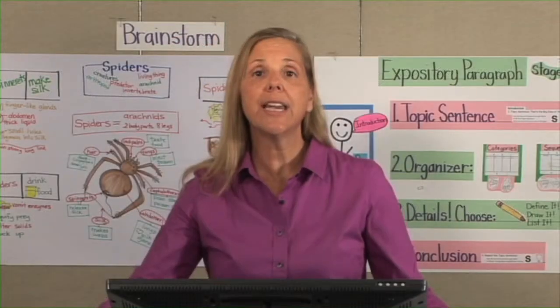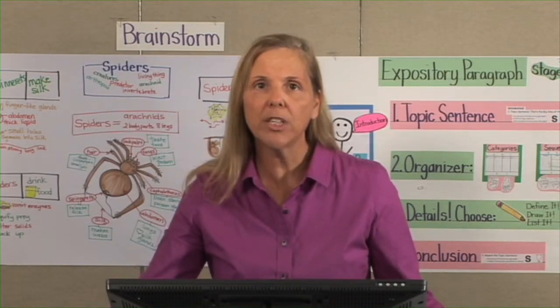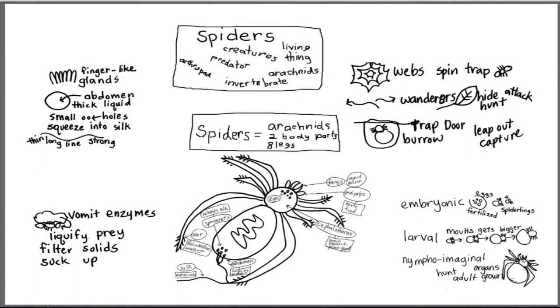Let's move on and see how the students have given me more information, but they are going to tell me which category I'm going to put that information in. Wow, they gave me a lot of information. Notice here, finger-like glands, our abdomen, thick liquid, small holes, they squeeze out that liquid into a thin, long, strong line. Down here we had vomit, enzymes, liquefy prey, filter solids, suck up the solids. We have different types of spiders here. Over here we're having the life cycle.